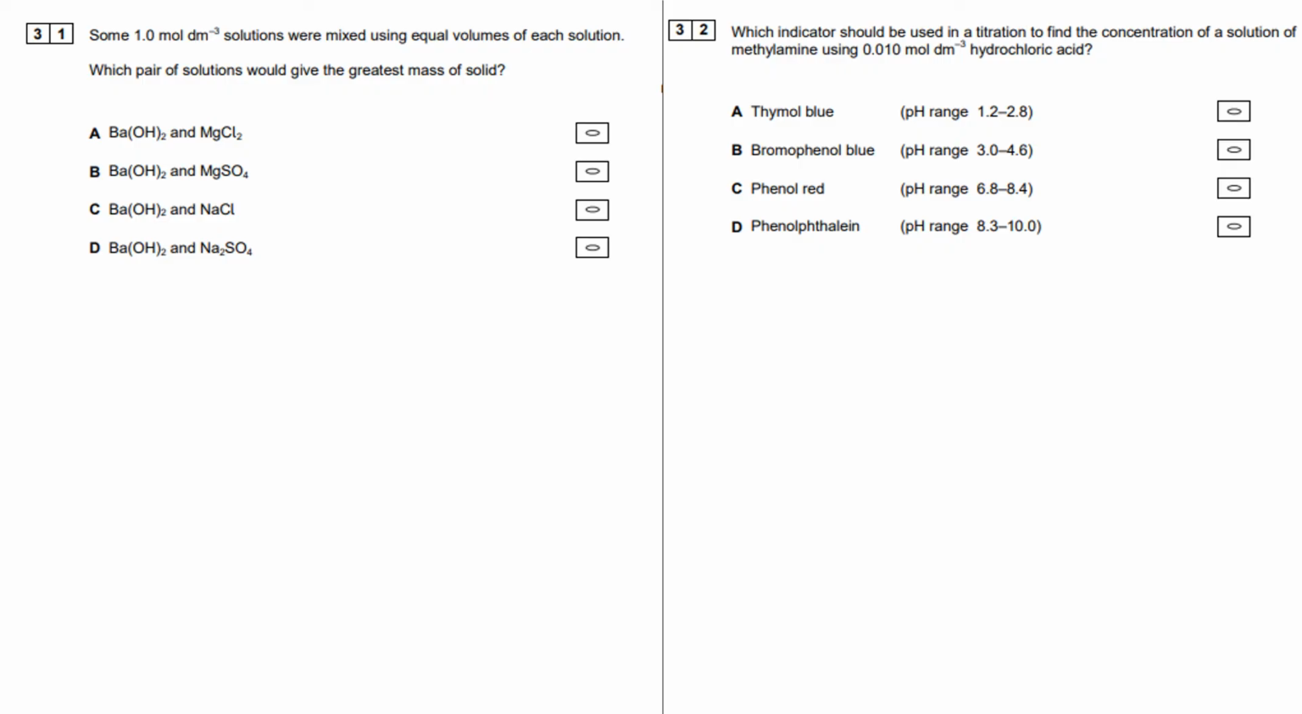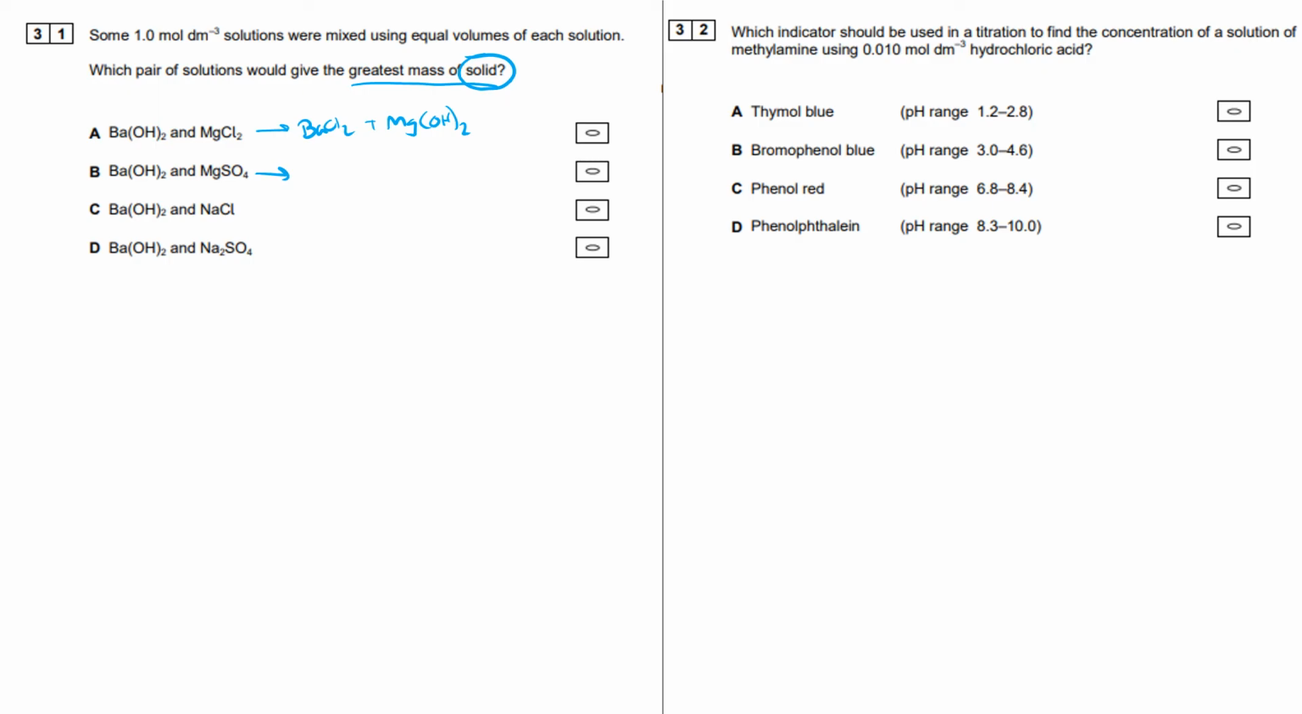So in this next question, 31, you've got equal volumes, equal concentrations of different chemicals reacting together. Which one would give the greatest mass of solid? So if you've got barium hydroxide solution and magnesium chloride solution, you're going to be forming barium chloride and magnesium hydroxide. So essentially the ions are going to be switching places. If any one is precipitating out, you're going to be forming a solid. So which one is going to produce the most solid essentially?